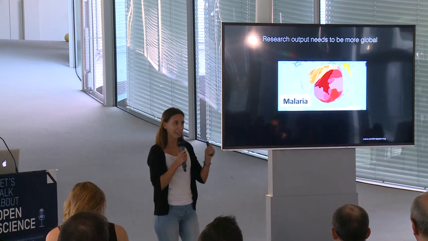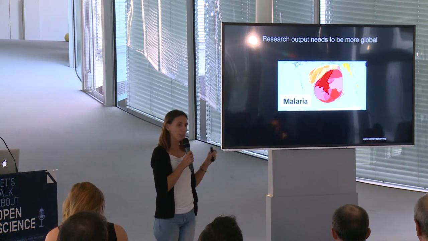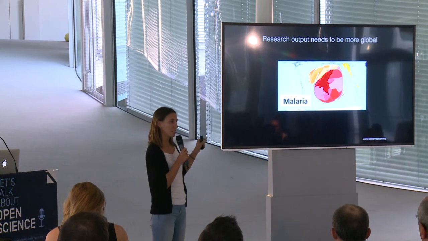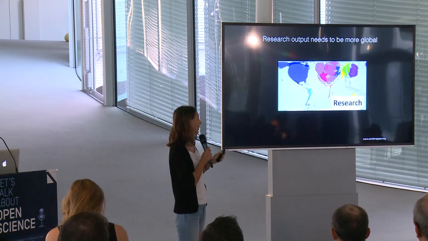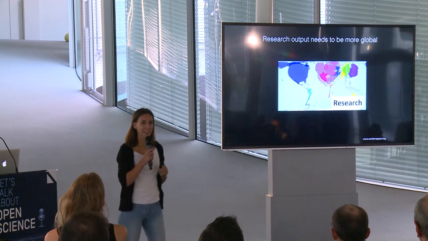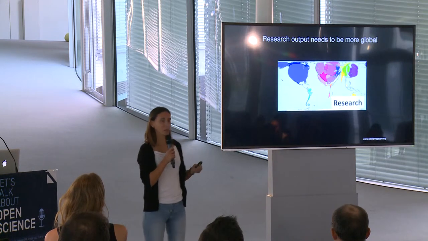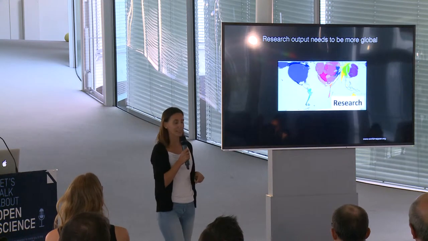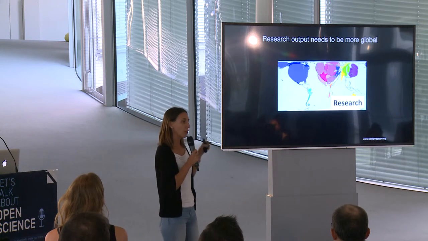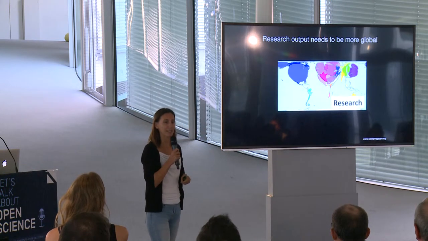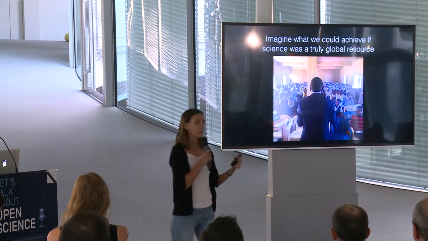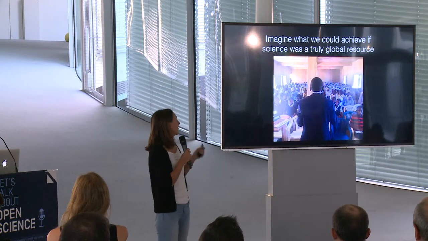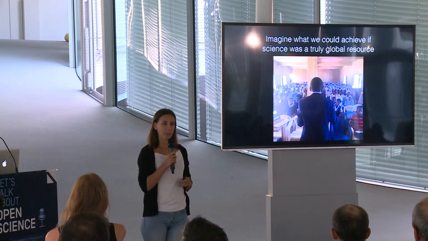And what I find striking is that if now we compare this with the map reshaped by research output per country, this is how it looks. And what we try to achieve in TReND, the organization I founded, is to try to make this a little bit less unequal. And we try to imagine what we could achieve as a society if science was truly a global resource.